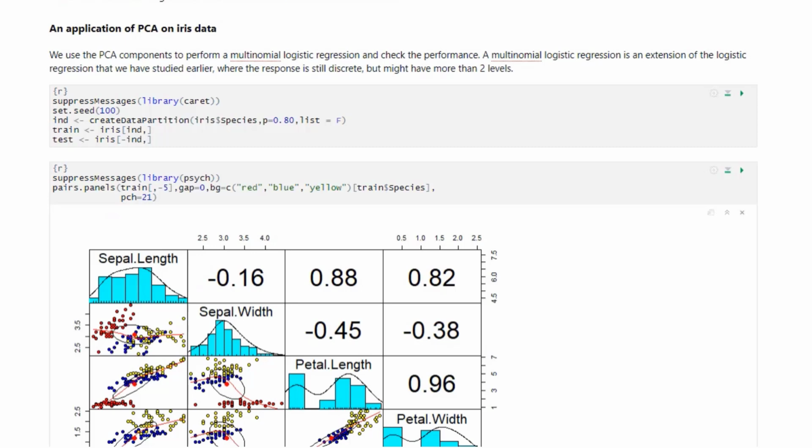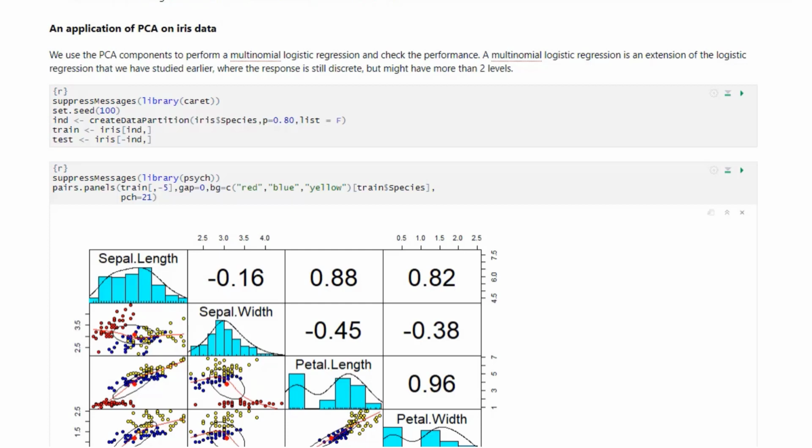Let us look at an application of PCA on the iris data. We use the PCA components to perform a multinomial logistic regression and check the performance. A multinomial logistic regression is an extension of the usual logistic regression that we have studied, where the response is still discrete, but it might have more than two levels.